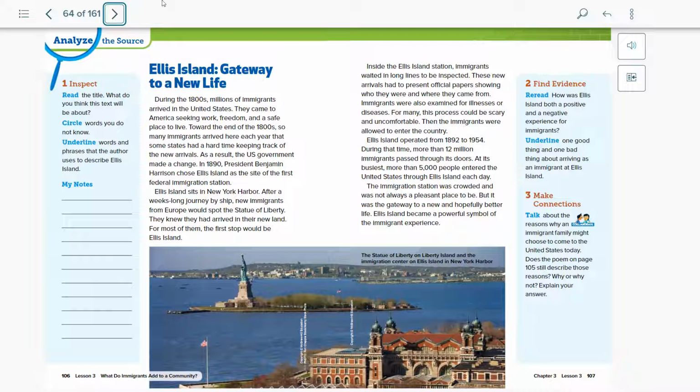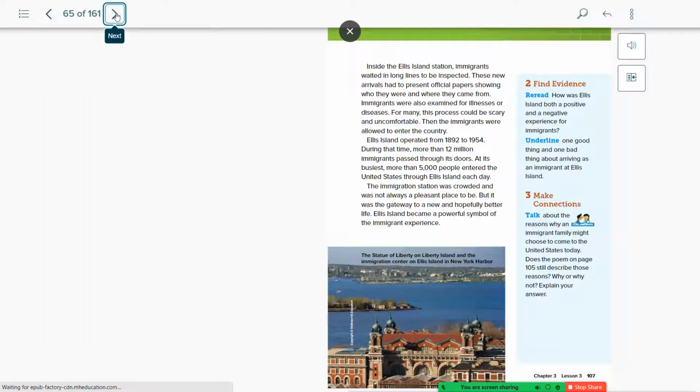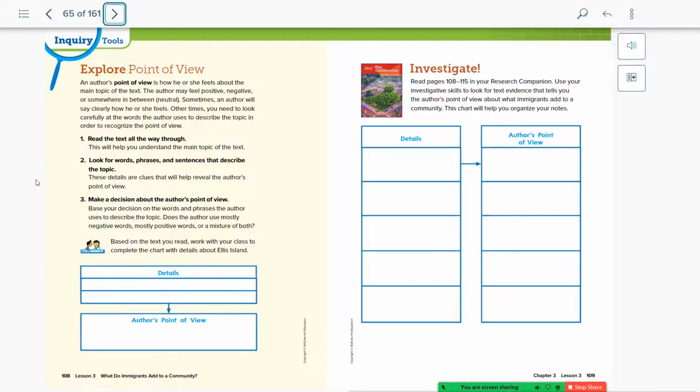Now let's go ahead and take a look at our next page. And here we're going to talk about the point of view. An author's point of view is how he or she feels about the main topic of the text. The author may feel positive, negative, or somewhere in between, which is called neutral. Sometimes an author will say clearly how he or she feels. Other times you need to look carefully at the words that the author uses to describe the topic in order to recognize the point of view.